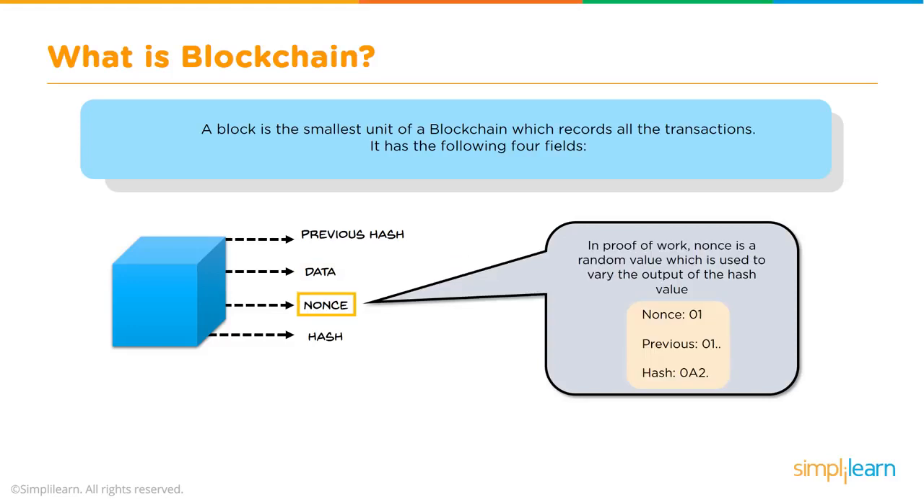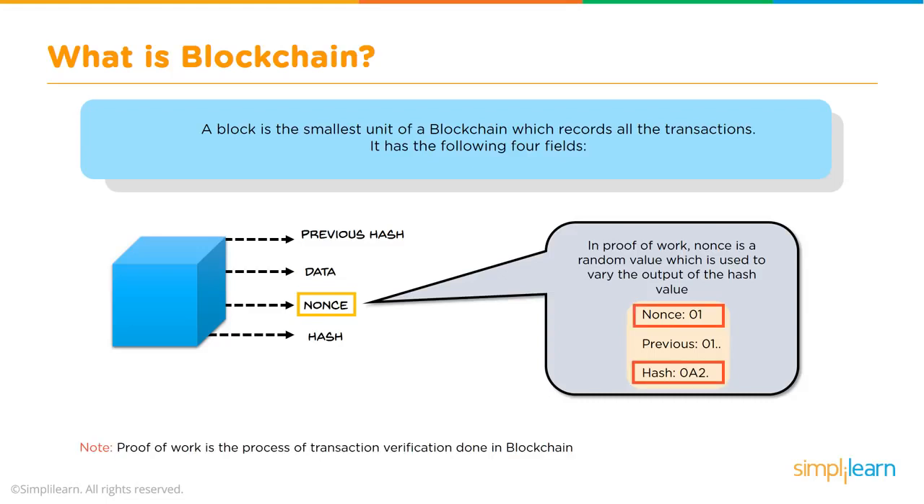Nonce. In the proof of work consensus algorithm, which is used in Bitcoin, nonce is a random value which is used to vary the output of the hash value. Every block is supposed to generate a hash value, and nonce is the parameter which is used to generate that hash value. And proof of work is the process of transaction verification done in blockchain.